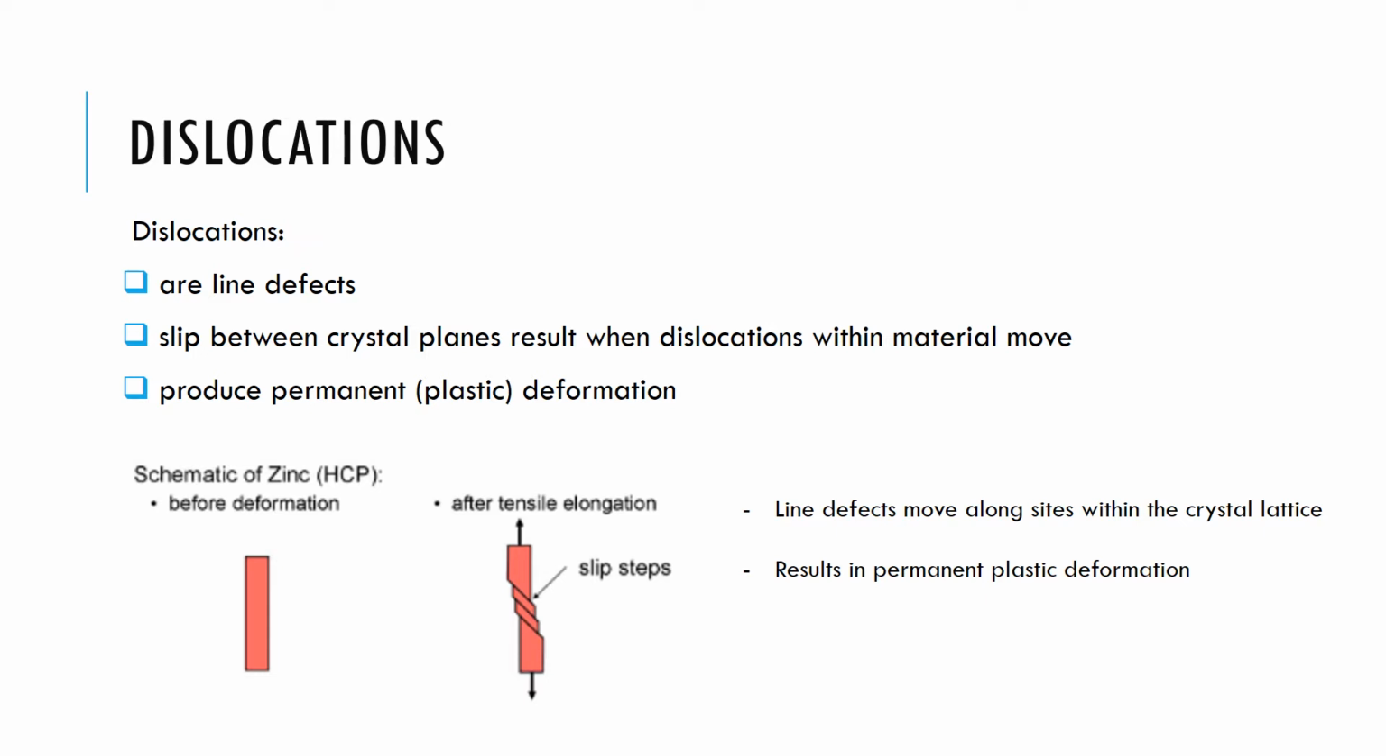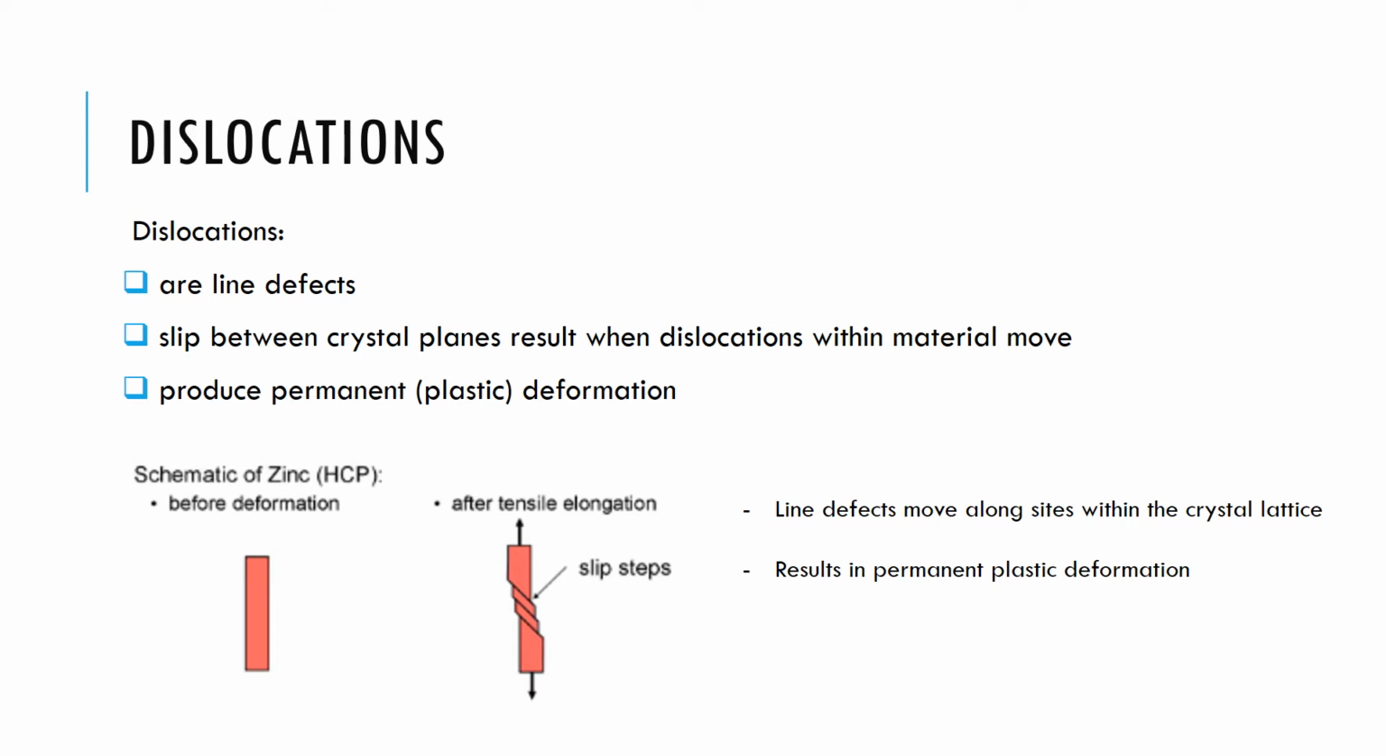So we spoke about dislocations. We spoke about the idea that they are line defects within a material. And slip between crystal planes when they are under load occurs as a result of the movement of these dislocations within a material.